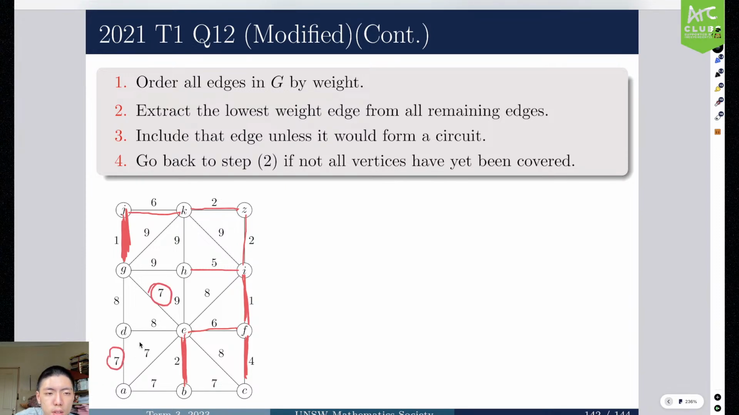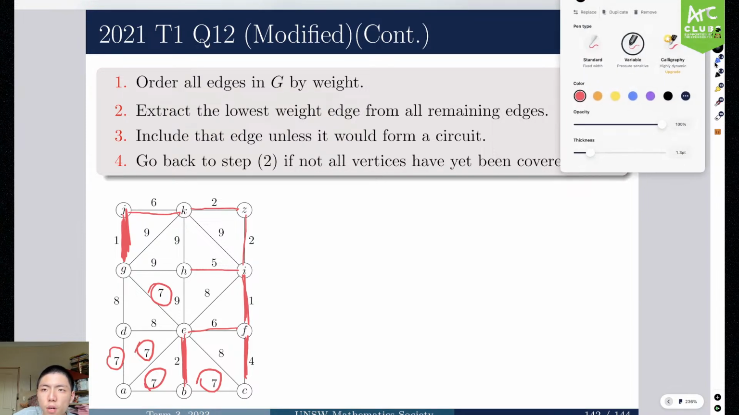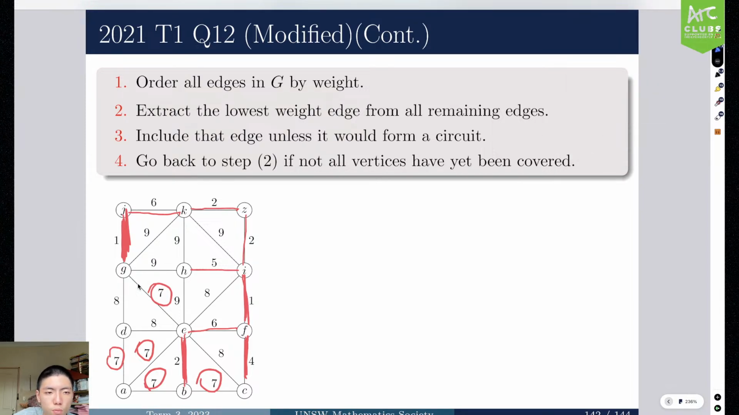So 7, 7, 7, 7, and 7. There are lots of edges to choose from, but we only take the edges that do not create a cycle. If I were to take the one in blue, which is wrong, this would form a cycle like this. That is a bad idea because we don't want to form a cycle, so we do not include this edge.